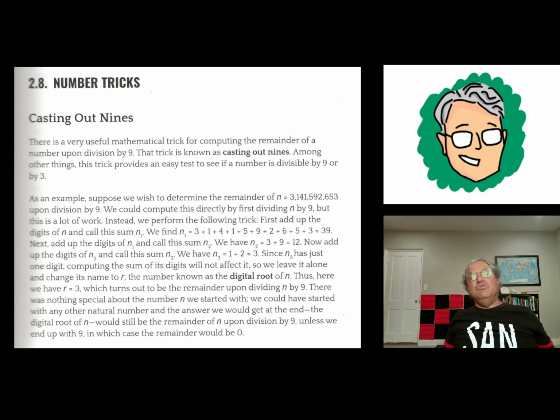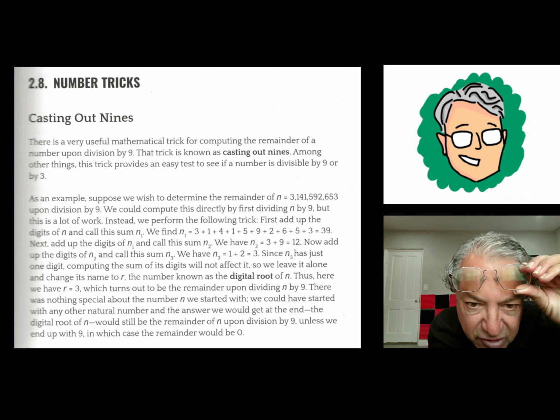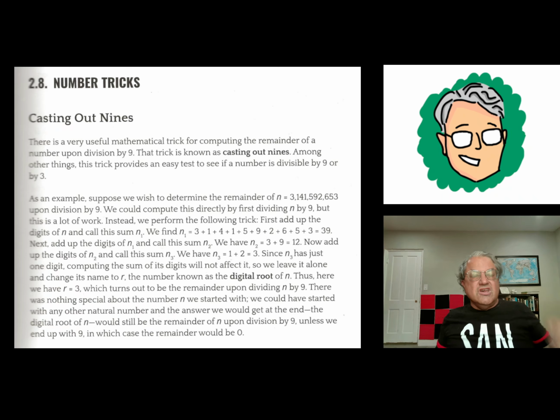I give an example on this slide. It's a number in the billions: 3,141,592,653. In case you want to know where I got the digits, they're just the first 10 digits in the decimal expansion of pi, which I happen to know to 100 digits.